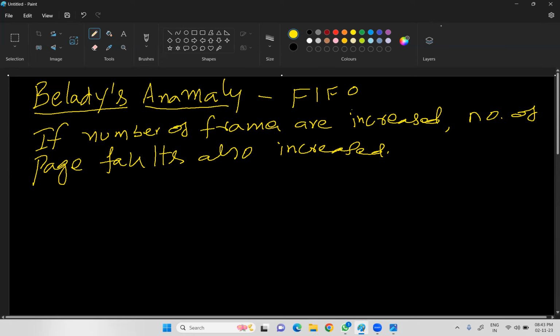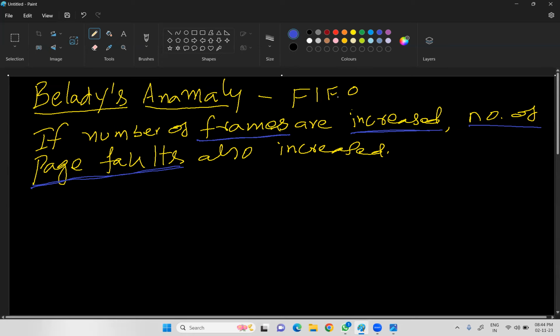Sometimes FIFO suffers with this kind of activity. If the number of frames to execute a particular process gets increased, then obviously the number of page faults also gets increased. That is the particular problem here. This problem was identified by Belady, so it is called Belady's anomaly.